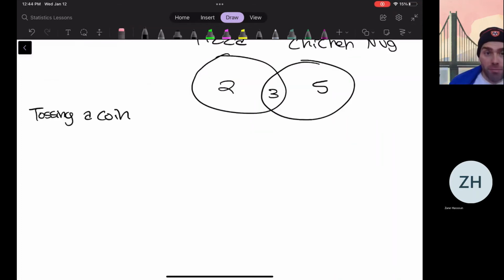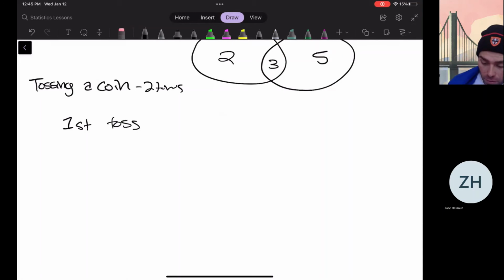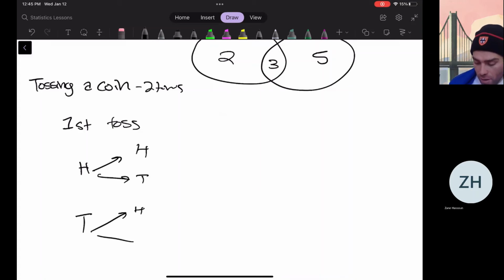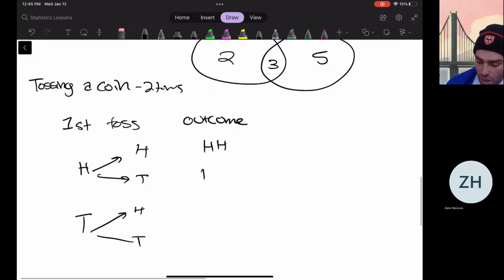So we'd have the elementary outcomes of a first toss, so twice, 2 times. We could either go heads or tails, and then after we get heads, we can either go heads or tails, and then heads or tails. And so the outcome is either HH, HT, TH, or TT. So we have 4 choices.